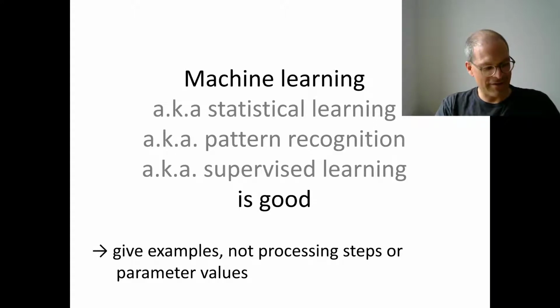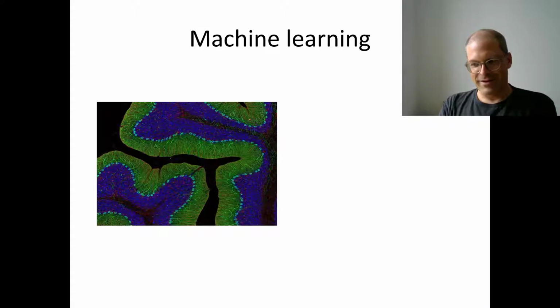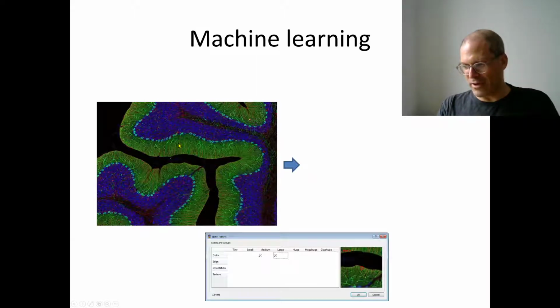So at its heart, what supervised machine learning is about is that you give examples, as opposed to trying to invent pipelines by hand and adjust parameters or thresholds by hand. So this is an image I like a lot. You might have seen it on the screen of the computer. We are looking at a rat cerebellum here, so a tiny part of the rat brain. And let's assume, for example, that we want to just segment foreground from background.